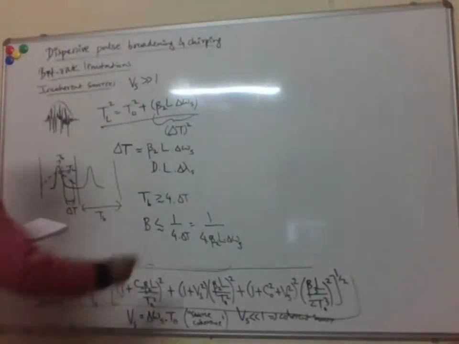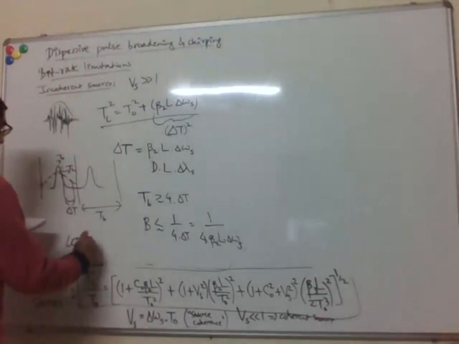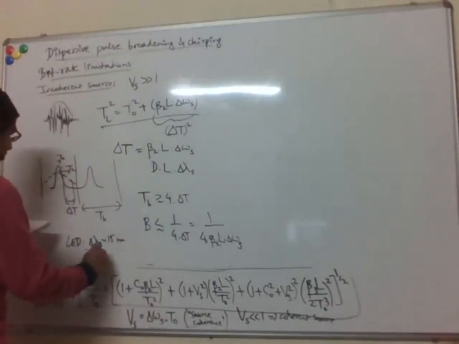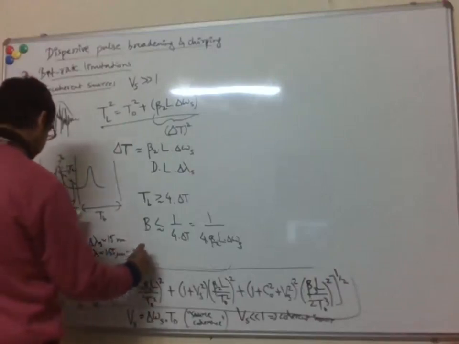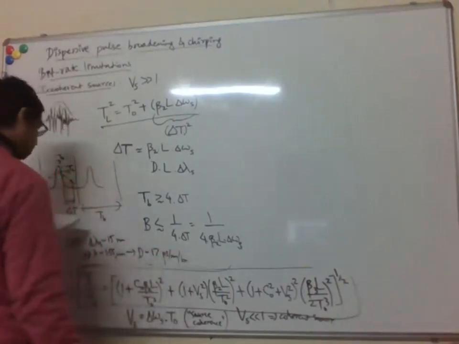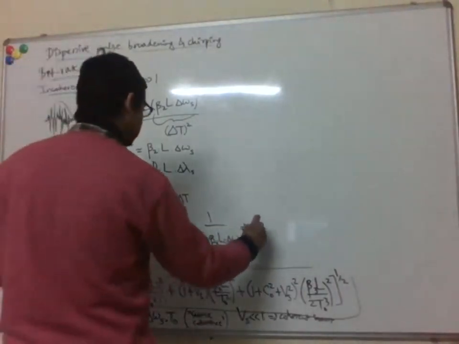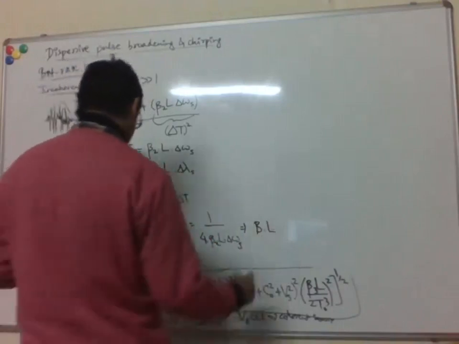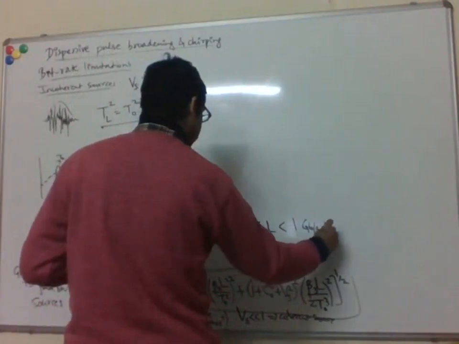So again, we had already discussed this. For example, if you have an LED with source bandwidth 15 nanometer at a wavelength of 1.55 micron, the D here is about 17 picosecond per nanometer per kilometer. So if you put these numbers into this formula, you get the bit rate times the link length limited to about 1 gigabit per second kilometer.